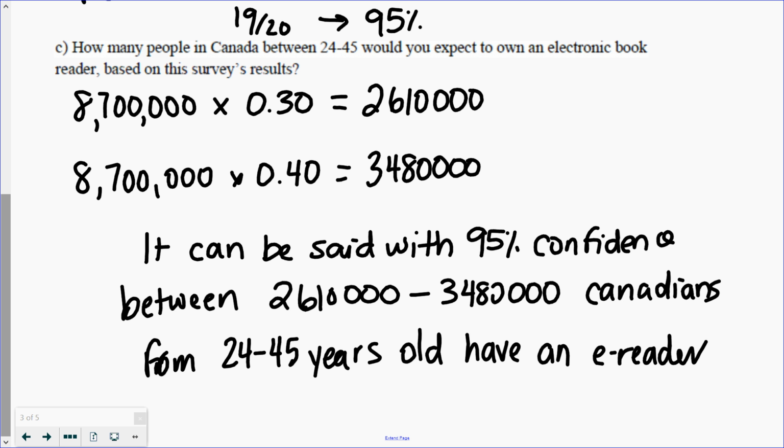It's an electronic book reader of some sort. So again, they just do these little surveys because it would be pretty much impossible to call all those 8.7 million Canadians to get the specific number of how many people have an e-reader. So they just take little samples to get ideas about what the overall population would actually look like.